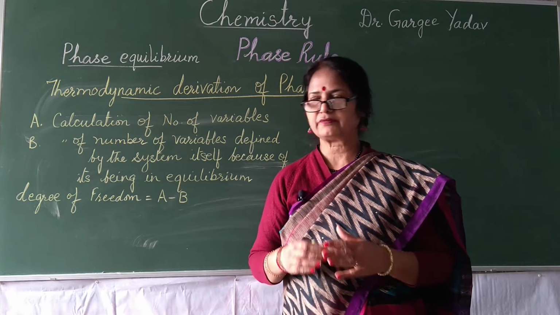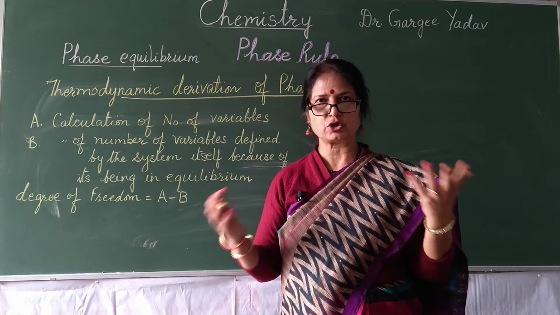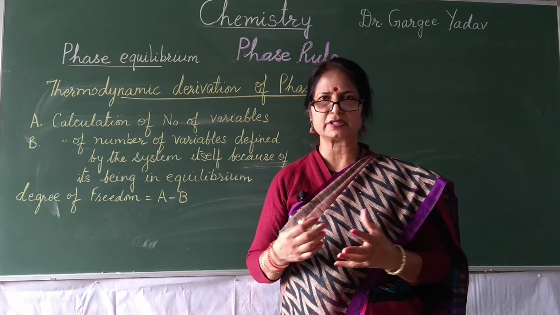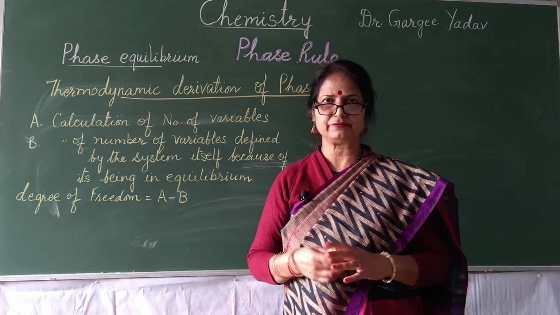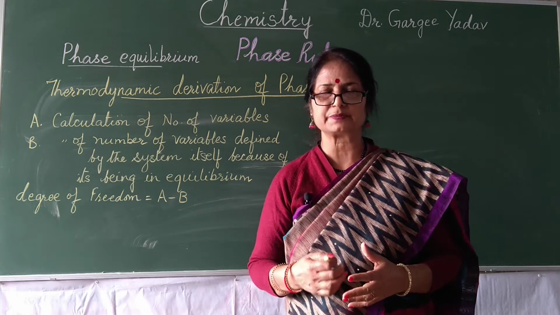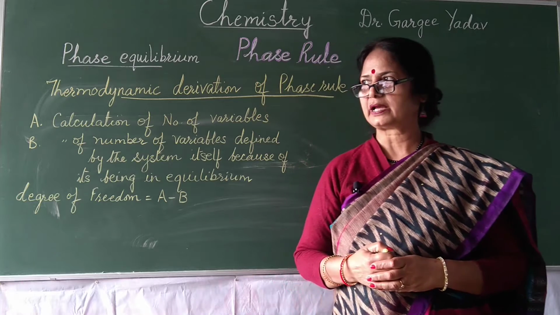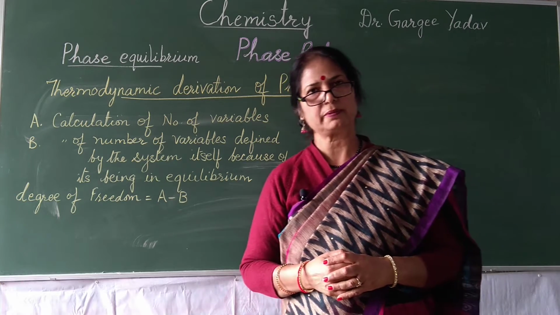So this means when we are studying a multi-component system where there are many phases, how will we arrive at the Gibbs phase rule, which is given by F is equal to C minus P plus 2.